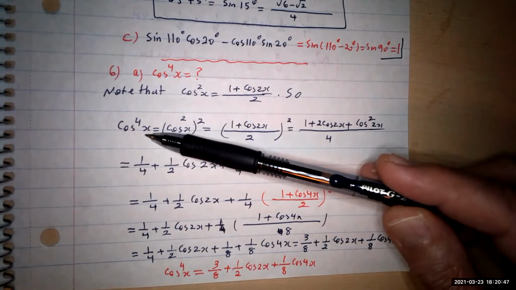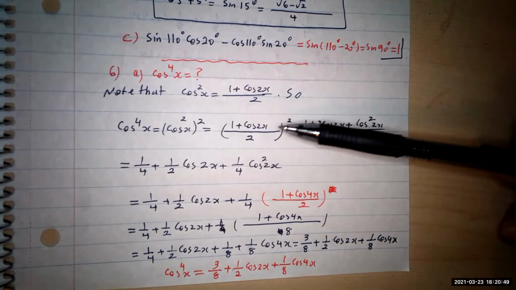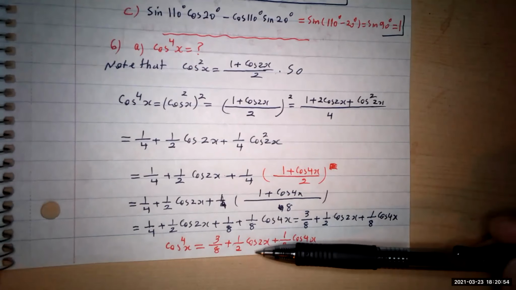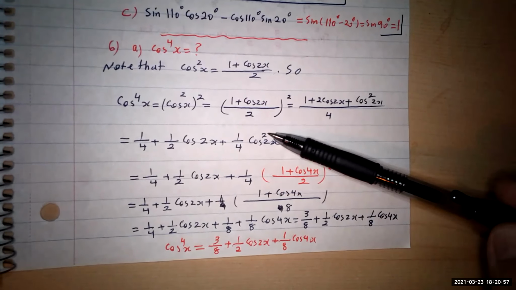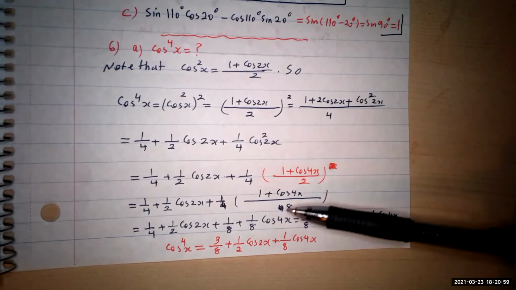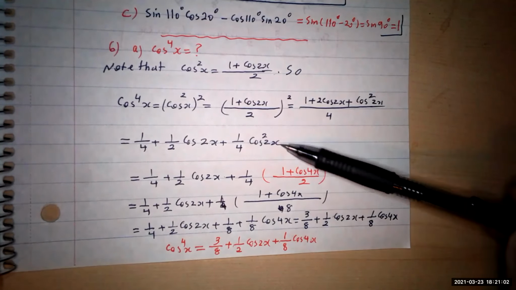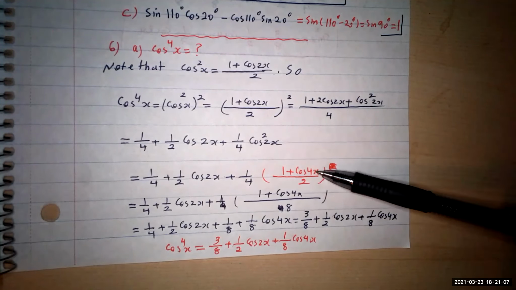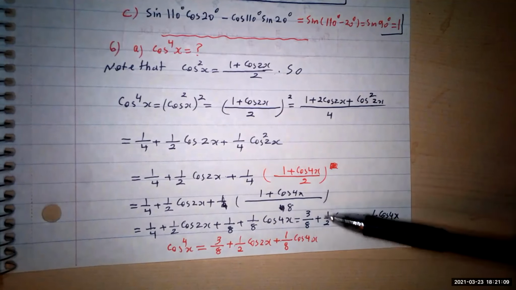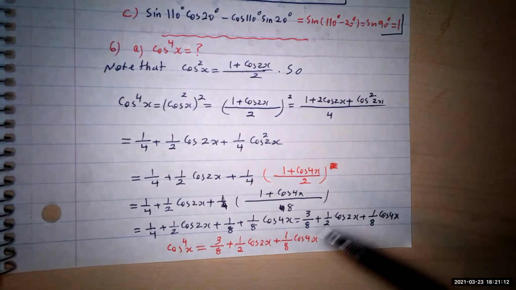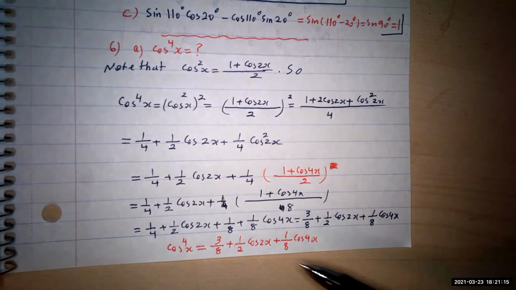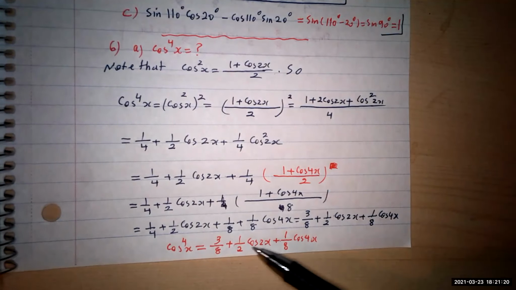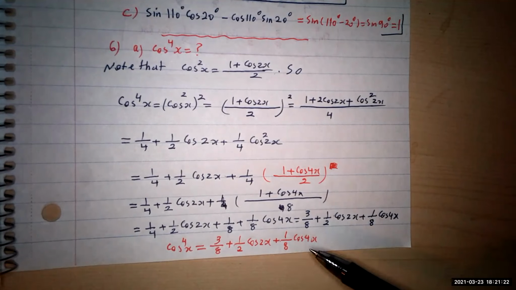So it's cosine to the fourth. We write it as cosine squared, squared. Then you substitute and simplify. When you simplify it, you end up with cosine squared again, so you have to repeat this one. But you've got to be careful. You have to change it to 1 plus cosine of the double angle. This is 2x, so the double would be 4x. With a simple simplification, you get 3/8 plus 1/2 cosine of 2x plus 1/8 cosine of 4x.